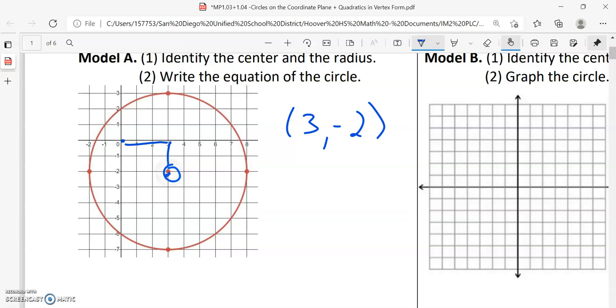And then from our center, we're going to count outwards. 1, 2, 3, 4, 5. 5 down, 5 left, 5 up. It's 5 in every direction. So our radius is 5.